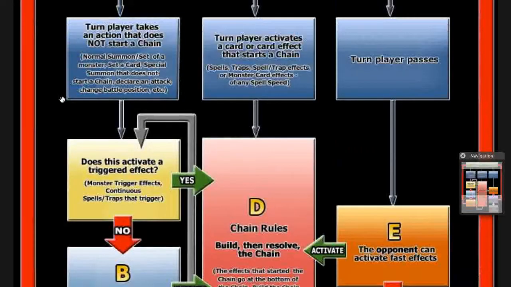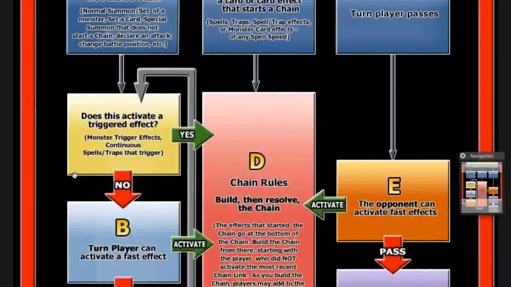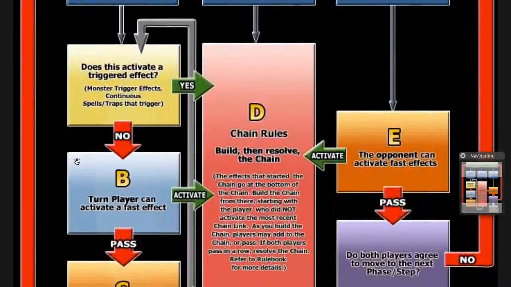Xyz summoning doesn't start a chain, so the turn player summons Evil Swarm Exciton Knight. There's no triggered effect activated. The turn player can activate a fast effect. So the turn player gets the opportunity to use Evil Swarm Exciton Knight no matter what your opponent's response is, because it is a fast effect.